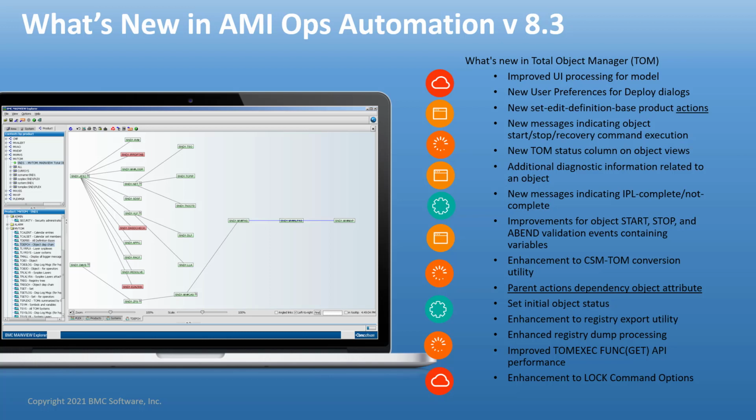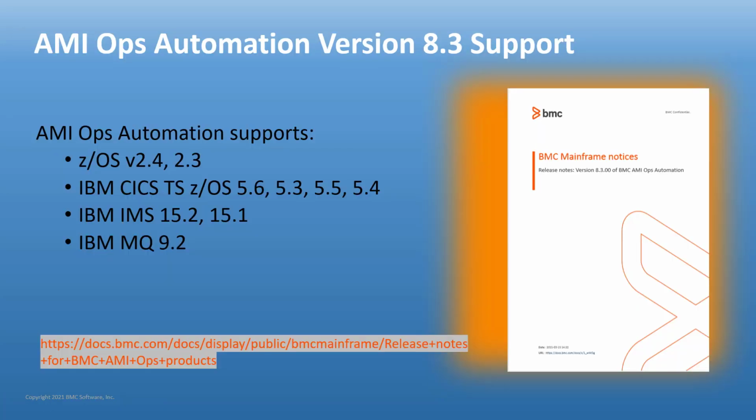And improved TOM exec functions for get API performance. Enhanced lock command options are available. AMI Ops Automation version 8.3 supports z/OS 2.4 and 2.3, Transaction Server 5.6 through 5.4, IMS 5.2 and 5.1, and IBM MQ 9.2.